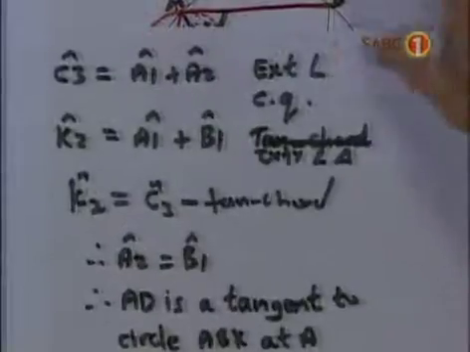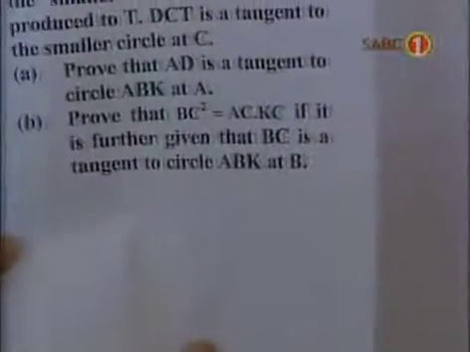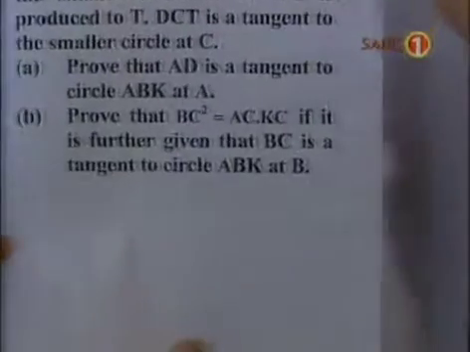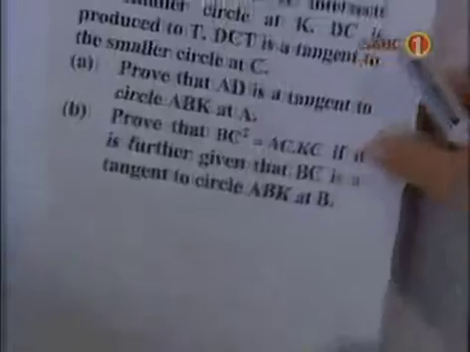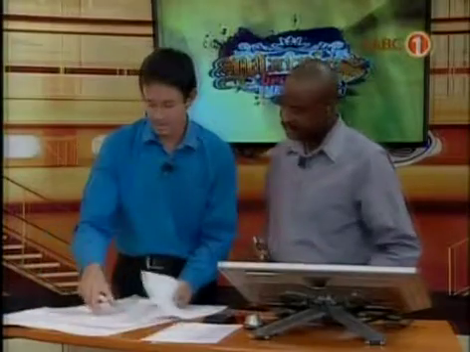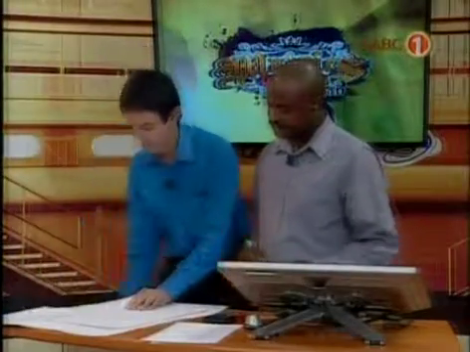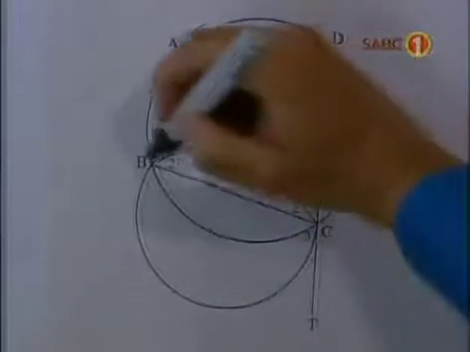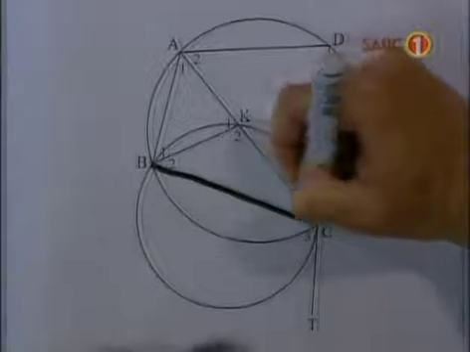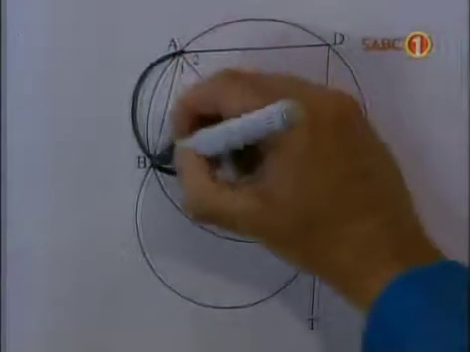Now, the next one is actually quite a clever question. It's about similar triangles. If you look at this, what does it say? Nelson, do you want to read that? Prove that BC squared equals AC times KC if it is further given that BC is a tangent. Okay, so BC is a tangent to the same imaginary circle.